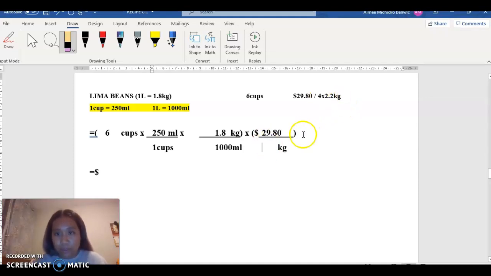So here we have to multiply again. 4 multiplied by 2.2 gives us 8.8 kilograms. So just plug in here 8.8 kilograms. After computing all of that, that gives us $9.14.